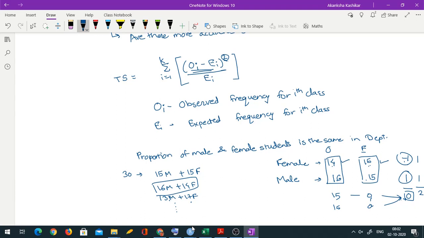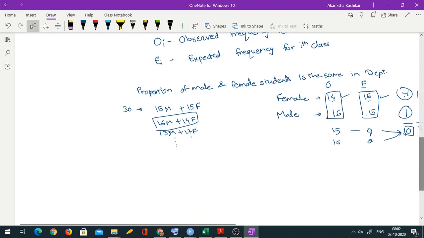And now why do we divide by EI? Why don't we simply stop at this difference and in square difference? See, generally whenever you want to measure a deviation or error, you measure it in terms of relative things. Why relative? Let me take an example.